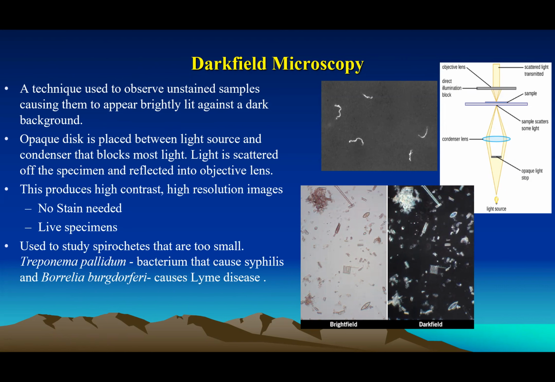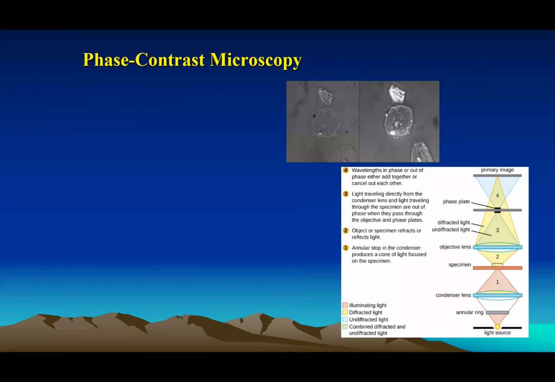Phase contrast microscope would be next. Here in phase contrast microscope, this is a technique that converts a phase shift in light passing through a transparent specimen to brightness changes of the image. The phase shift is invisible, but it will become visible when shown as a brightness variation. So this creates contrast.